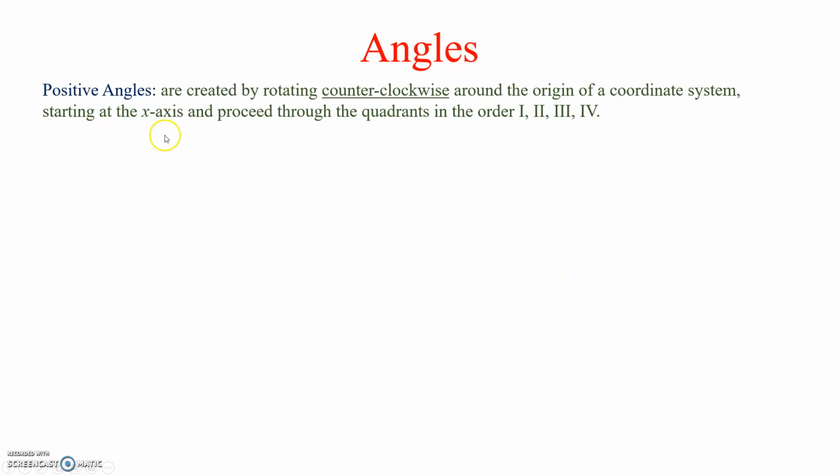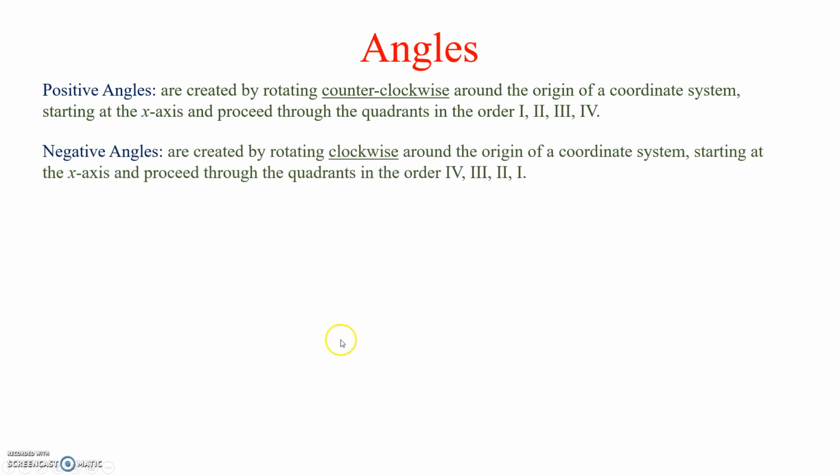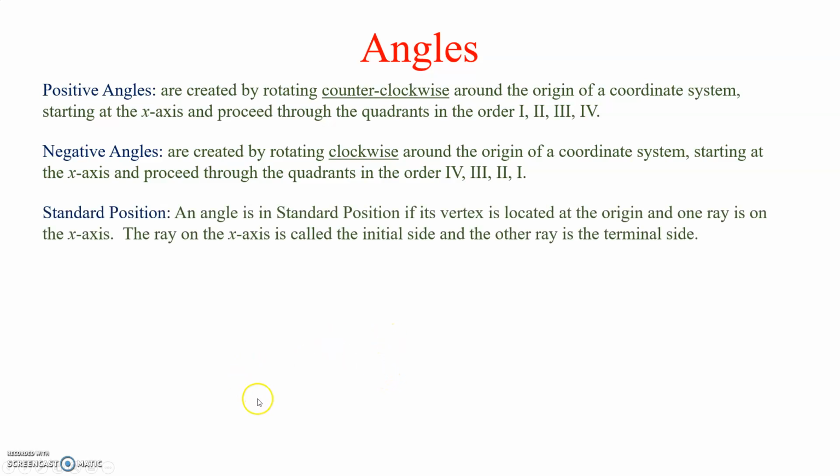Again, we'll start at the x-axis, and if we went counterclockwise, we would go through quadrants 1, 2, 3, 4 in that order. But if it was a negative angle, we're simply rotating in a clockwise direction, just the opposite of the previous. Same thing in a coordinate system, it would be going through quadrants 4, 3, 2, 1 in that order. The last thing we'll look at is an angle in what's said to be standard position.